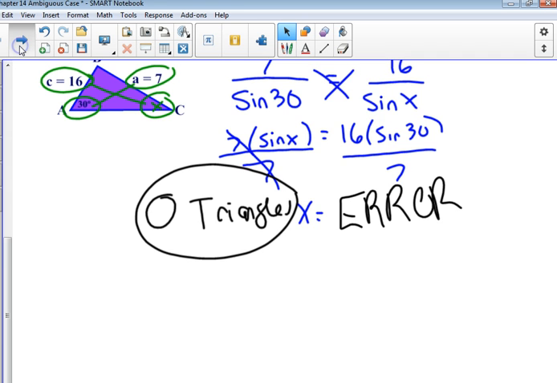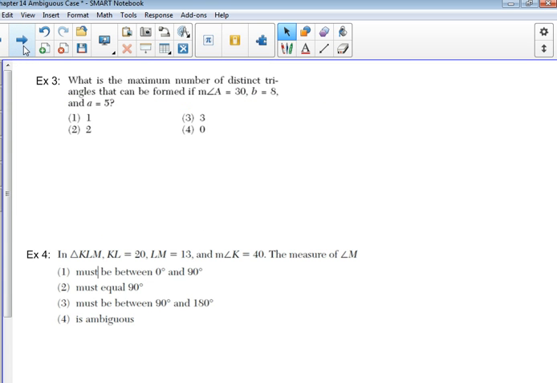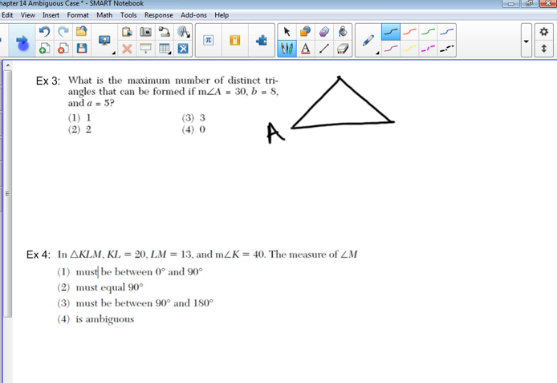Let's try another one. Oh, we don't want to go back to that homework. Okay, so here's one, multiple choice, exactly how this is right off a Regents exam. What is the maximum number of distinct triangles that can be formed? We don't have a triangle drawn, so we need to do that. Make sure you're drawing your triangle correctly. It's probably an ABC triangle. Angle A is 30. Make sure you put your side a, that little 5, across from where angle A is. Sides and angles go across from each other. Now, little b is 8. That means it's across from angle B.